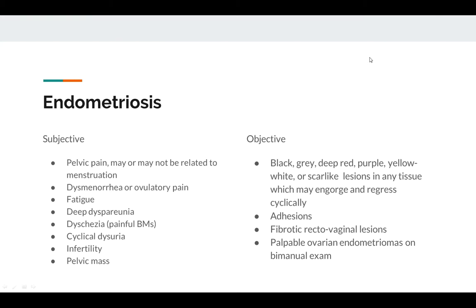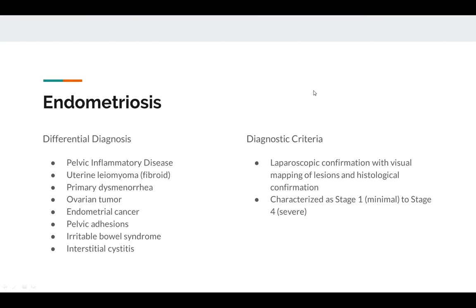On their physical exam, they may show signs of adhesions or fibrotic lesions. They may have palpable masses on their ovaries, and they may have these lesions that are black, gray, deep red, purple, yellow, white, or scar-like that kind of engorge and regress over time. So there are a number of things that you have to rule out with endometriosis.